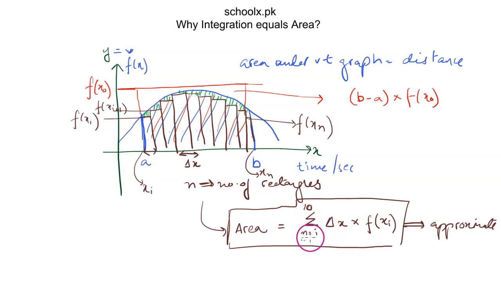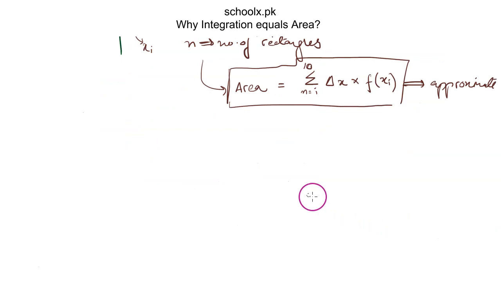So how to make it more accurate? As you can guess, if I make more than 10 rectangles here, I'll get a better answer. If I make numerous rectangles here, like let's say an infinite number of rectangles from A to B, I'll get an even better answer. I'll get a better approximation than this one. Alright, so let's try that.